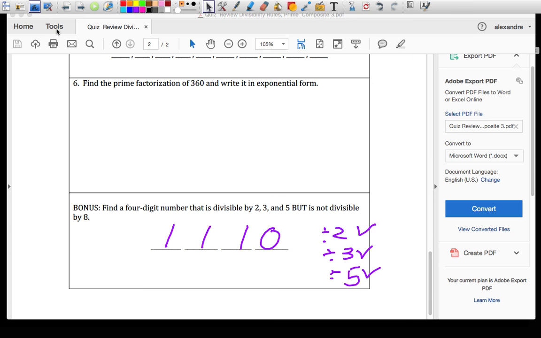Once I find how to turn this off, and here we go.